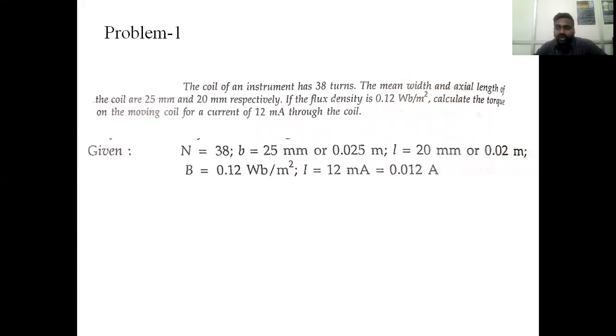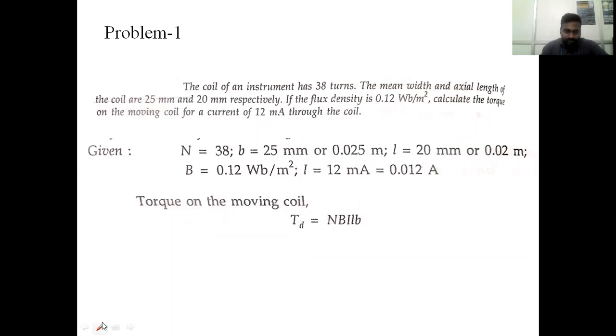So from this we have to calculate the deflection torque. What is the formula for deflection torque? Deflection torque is equal to N B I L b: the number of turns in the coil multiplied by flux density, current, length and breadth. So just substitute the values here. N is equal to 38.